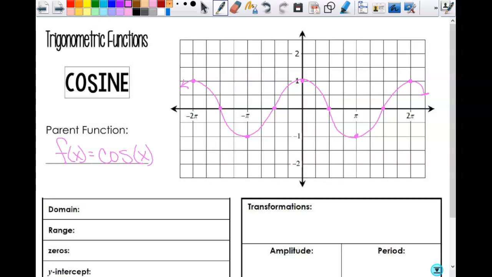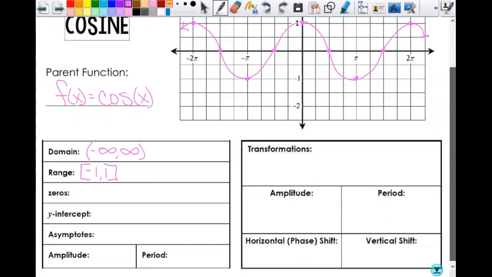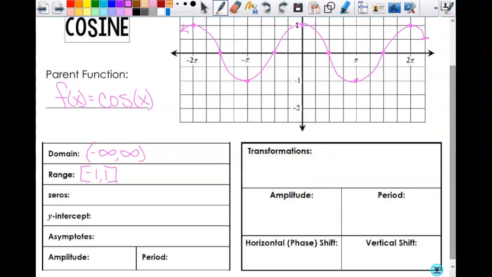So what's the domain? Don't forget your arrows because this keeps going. What's the domain? -infinity to infinity. Right? What's our range? -1 to 1. So our zeros, how many zeros do we have? An infinite amount. How often do they happen? Every what interval?